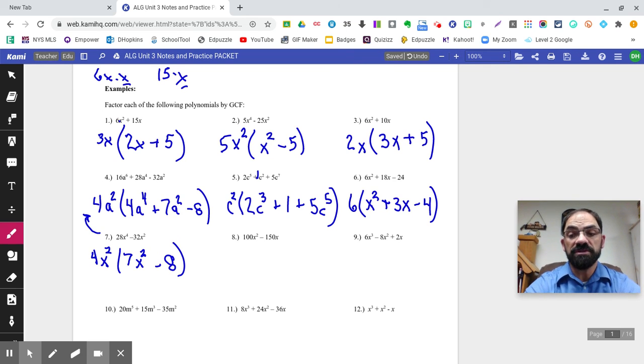Remember, let's distribute and check our answer. 4 times 7 is 28. X squared times x squared is x to the 4th. 4 times negative 8 is negative 32. And then I also have my x squared.